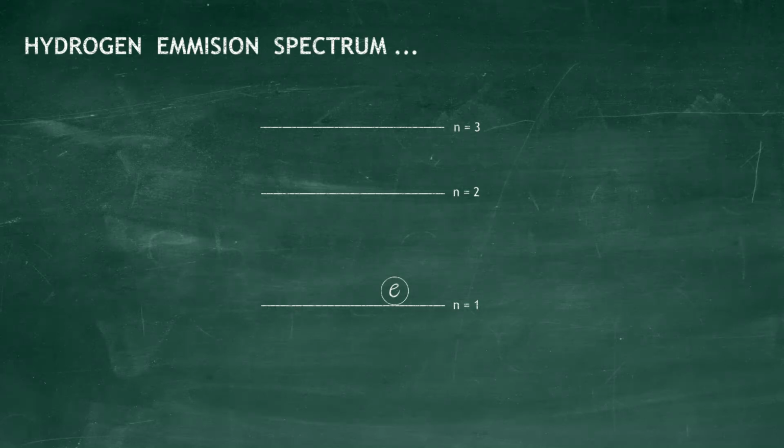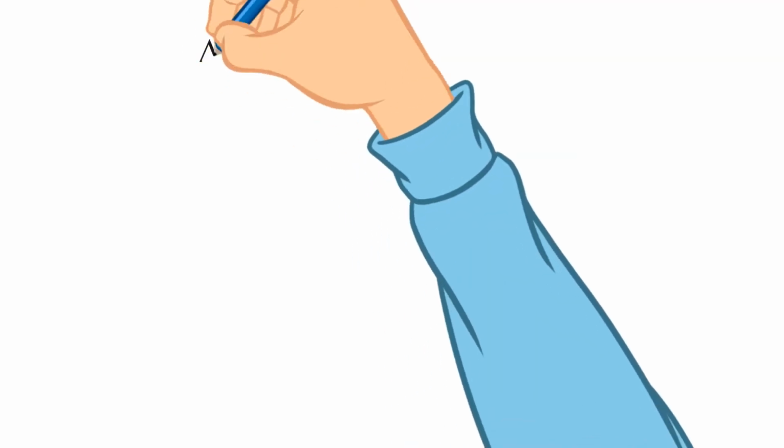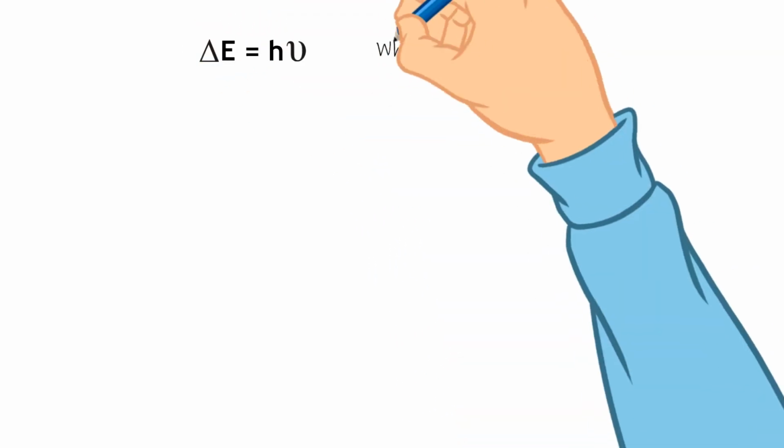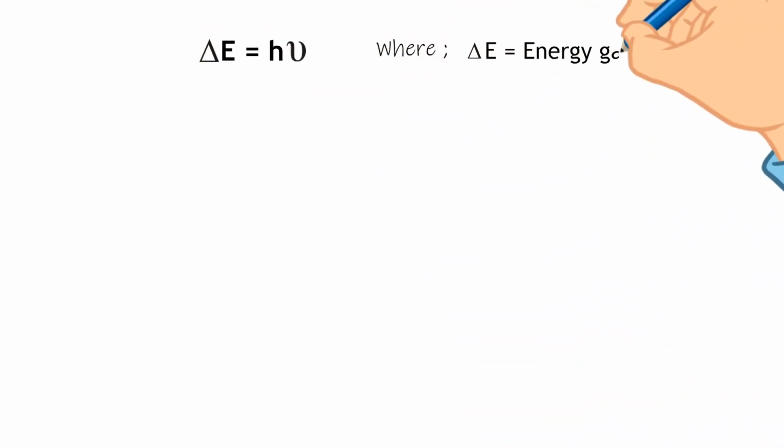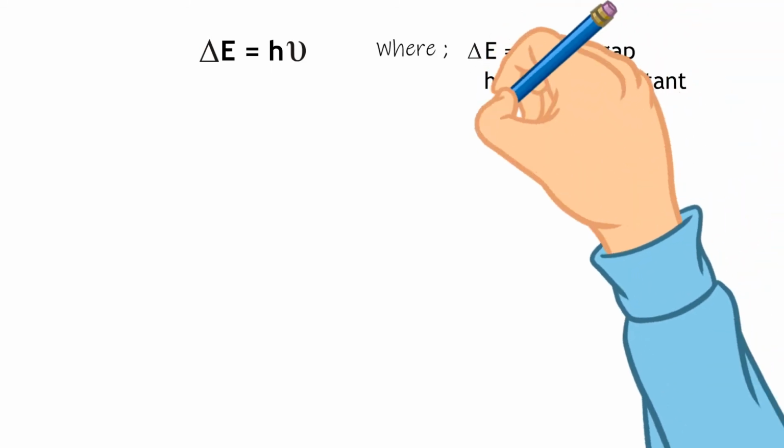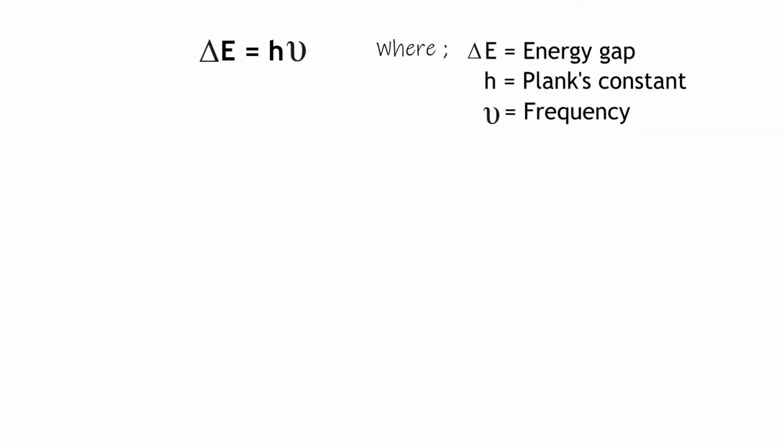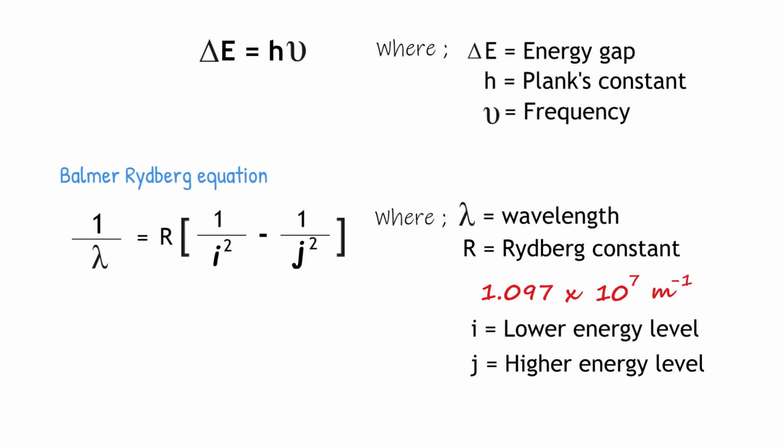The energy gap between those two energy levels in the hydrogen atom, that means delta E, is given by this equation. Delta E equals h nu. There is another way to calculate the wavelength of this light. It is the Balmer-Rydberg equation.